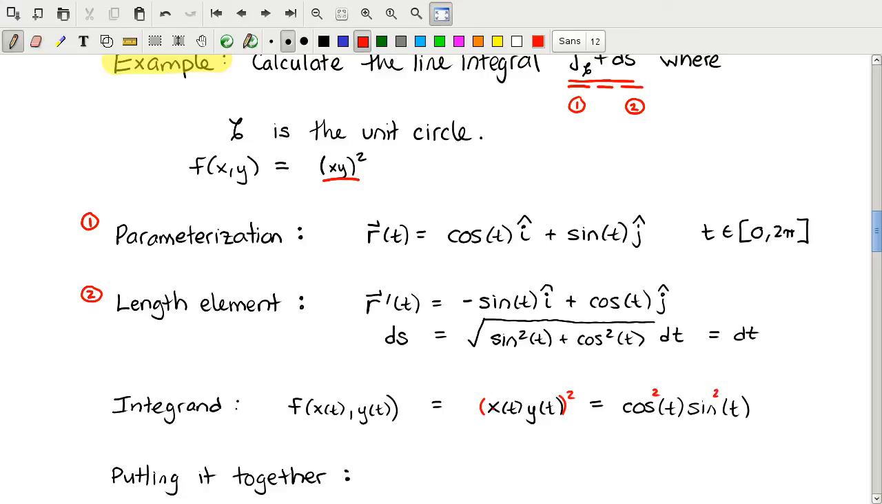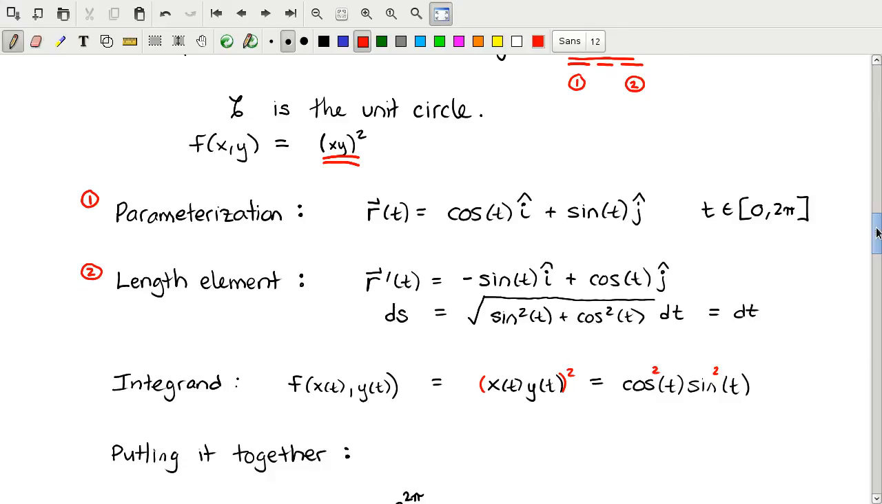So on the curve, f, which is a function of x and y, each of which is a function of t, is x of t squared times y of t squared, which is cosine squared of t times sine squared of t. So we take a function which doesn't depend on t at all, it's a function just of space, but on a curve which has some parameterization, we turn that function into a function of the parameter as well. And now we just need to put these 3 things together. We found the curve itself, which gives us our bounds right here.